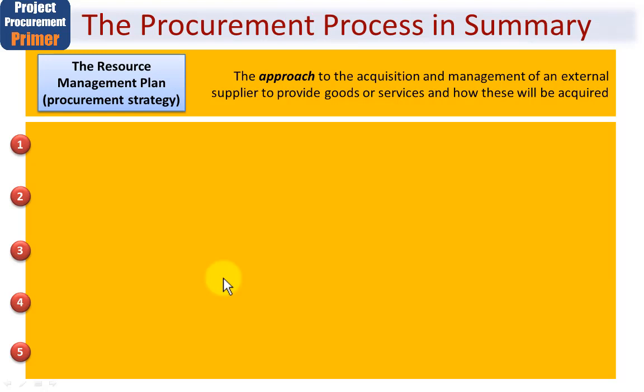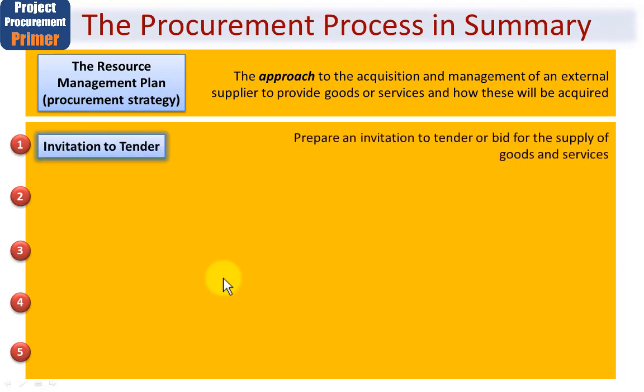So you're already fairly familiar with the steps from that overview diagram I first showed you, and we're going to start at the point where an invitation to tender is given out. That's step one, if you will. Prepare an invitation to tender or bid for the supply of goods or services.